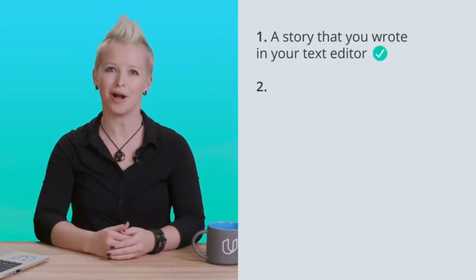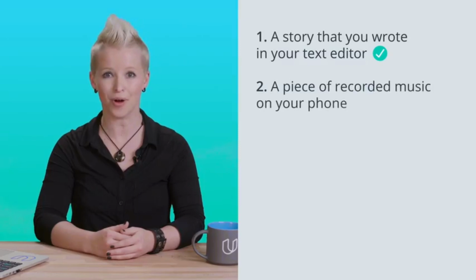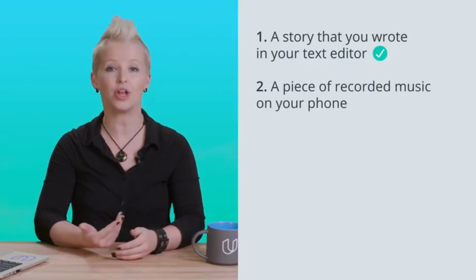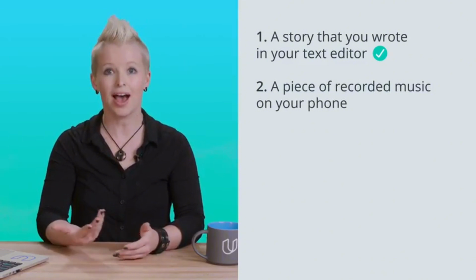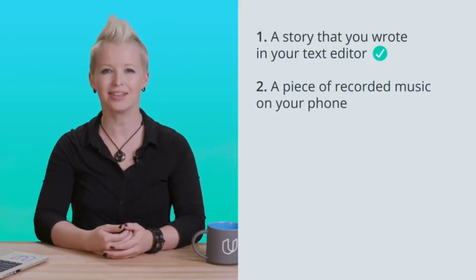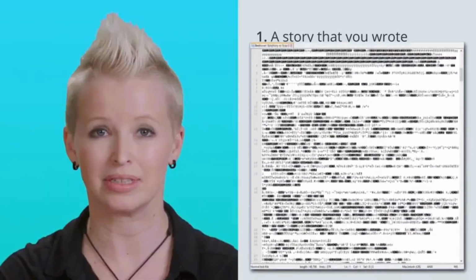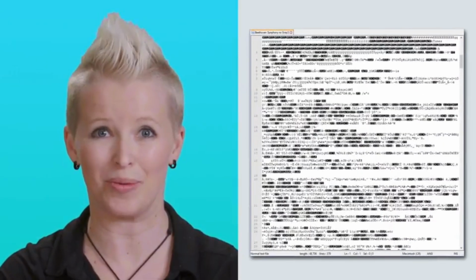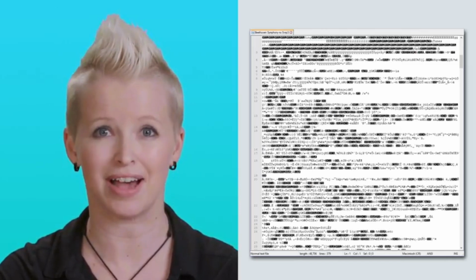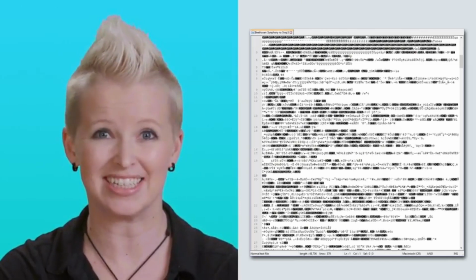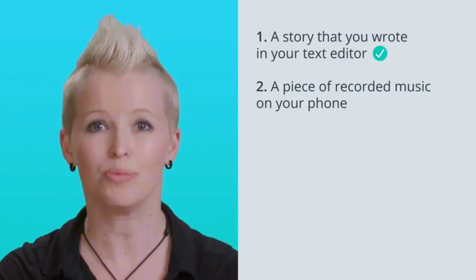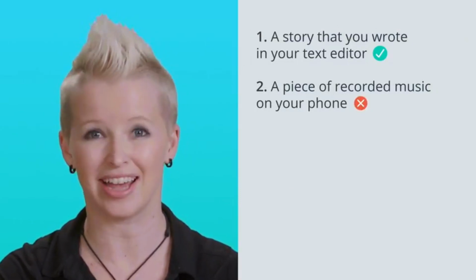The second item on the quiz is a piece of music on your phone. Well, let's see what happens if we take a music file and open it up in a text editor. I've got an MP3 file here of Beethoven's Ninth Symphony. Let me open it up in Atom. Well, wow, what a mess. The text editor is trying its darndest to treat the file as text, but it just isn't. A text editor doesn't know what to do with an MP3. Music files are generally not text.